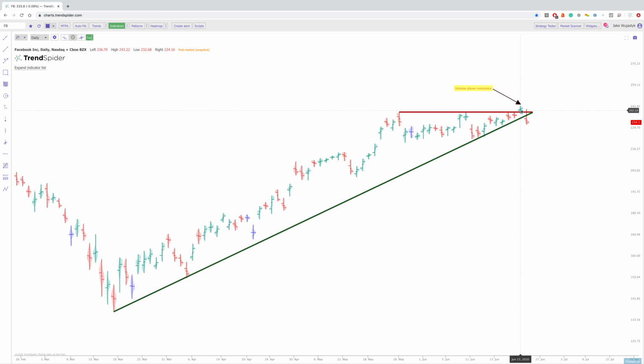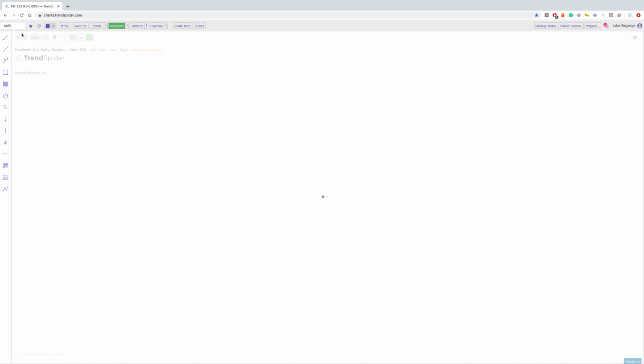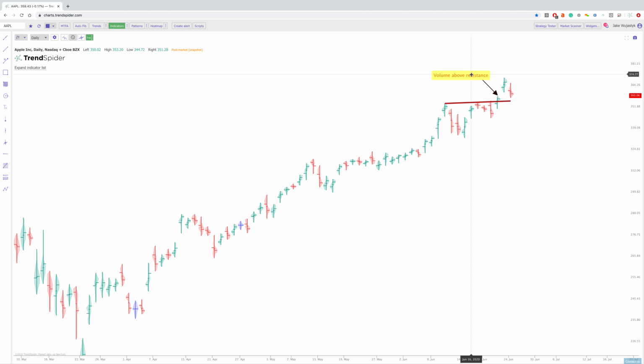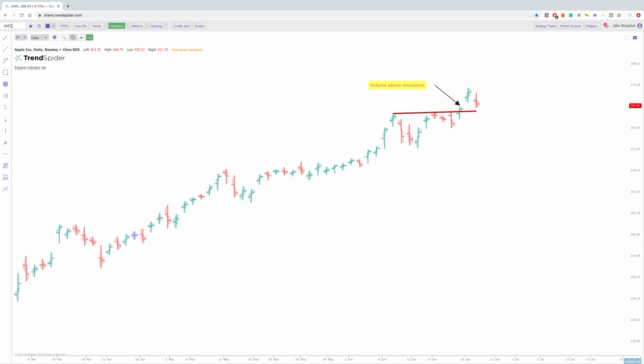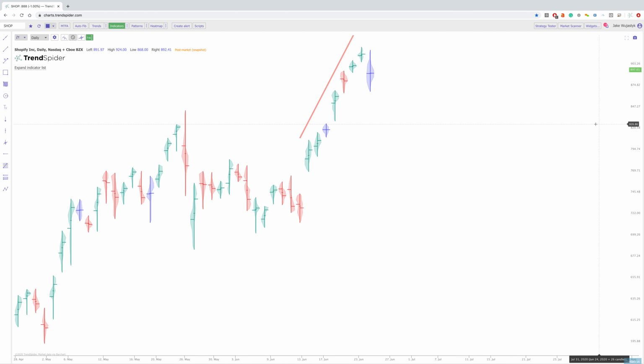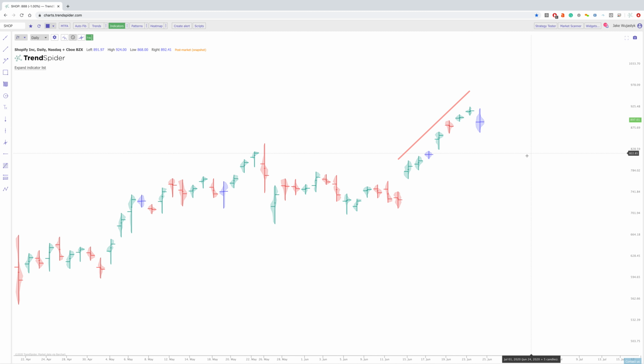If we do go to Apple, you'll see that we did have a nice breakout a couple days ago. You had volume above this resistance zone, and you had your continuation up. So this is an example of it working very well, and there have been a lot of good case studies recently of that working. If we go to Shop, I think Shop had a really good example of this too. I'm going to have to redraw the chart here, and this is actually a good case study on divergence, which I'll go into in a second.